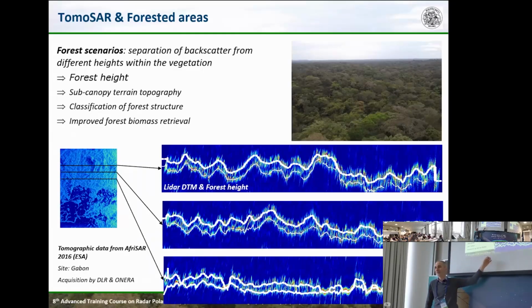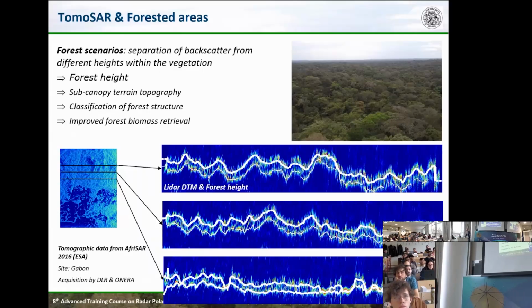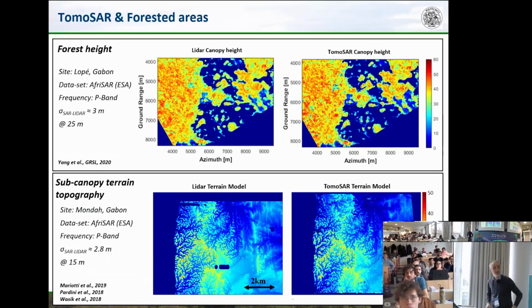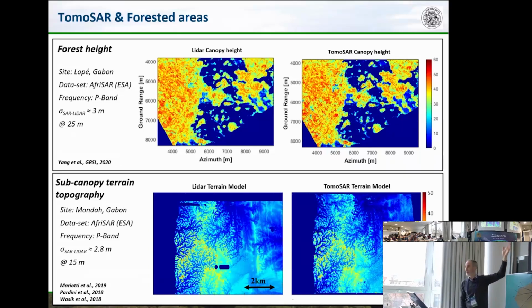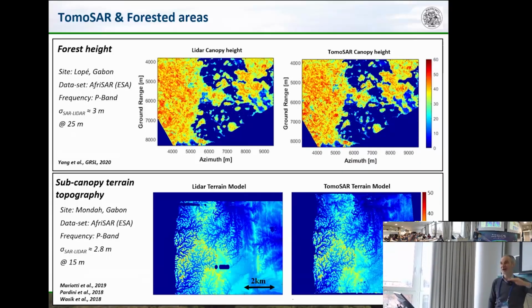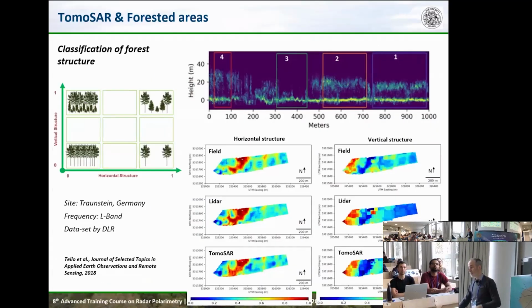So this is a sort of validation, if you like, that we can extract those two quantities from a radar. And indeed, tomography was already demonstrated to be a fantastic tool to retrieve forest canopy height, or to retrieve the topography of the ground below the vegetation layer. It was a fantastic tool to classify the forest type based on different indicators.